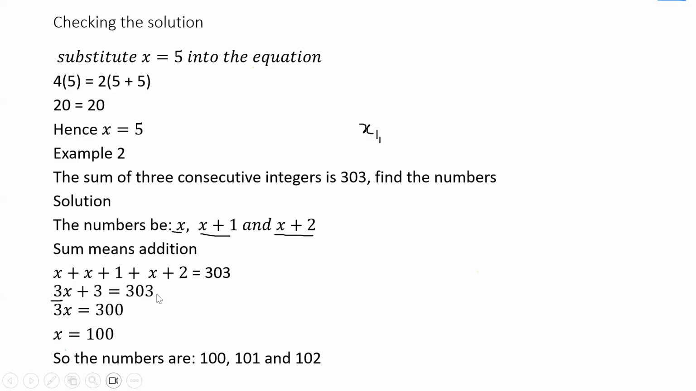So when 3 goes here, it becomes 303 minus 3. What is that? 300. Then I will divide here by 3, and here by 3. I'll get x is equal to 100. So if x is equal to 100, the next number becomes what? 100 plus 1 is 101. Are you okay? The next one becomes 100 plus 2, which is 102. Therefore, 100 plus 101 plus 102 is the same as 303. So your answer is correct.